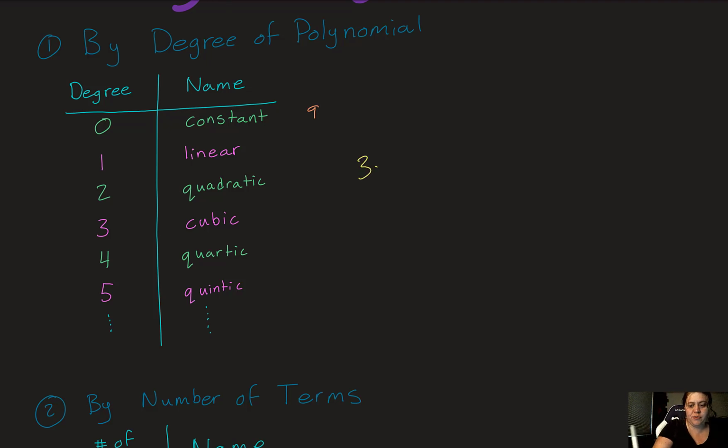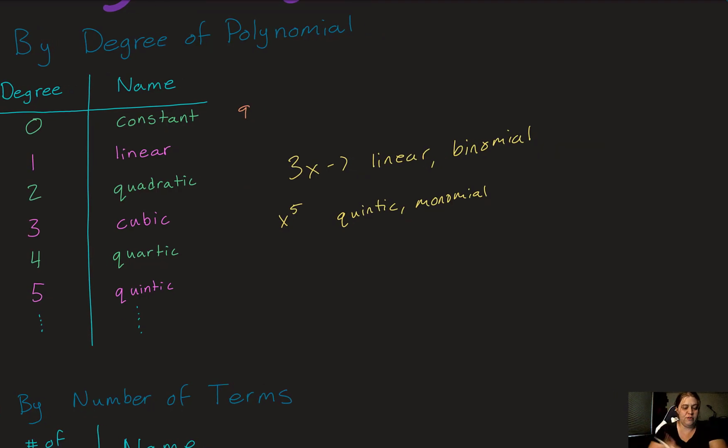Let's say we have 3x minus 7, so that would be linear, because my biggest exponent is 1, and it would be a binomial, because there's 2 of them. We could also do something like x to the 5th, and that would be quintic, and it would be a monomial. Kind of makes sense? Pretty straightforward. Classifying them, not too terribly crazy. You just look at the 2 different things.